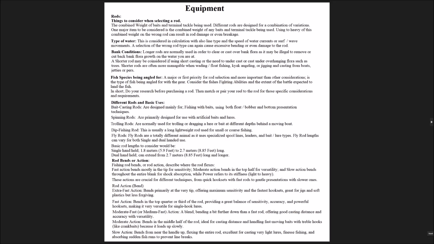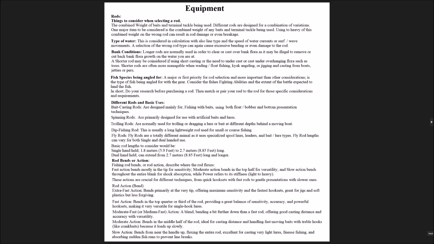Fish species being angled for. A major or first priority for rod selection, and more important than other considerations, is the type of fish being angled for with the gear. Consider the fish's fighting abilities, the extent of the battle expected to land the fish. In short, do your research before purchasing a rod. Then match or pair your reel to the rod for those specific considerations and requirements.